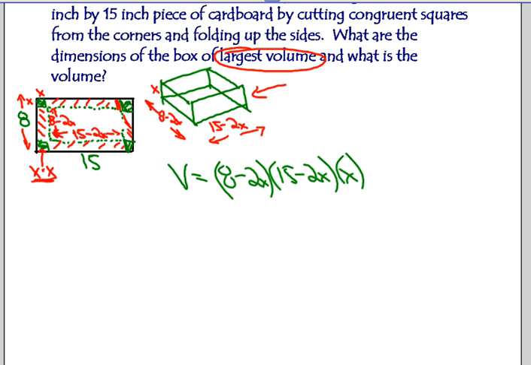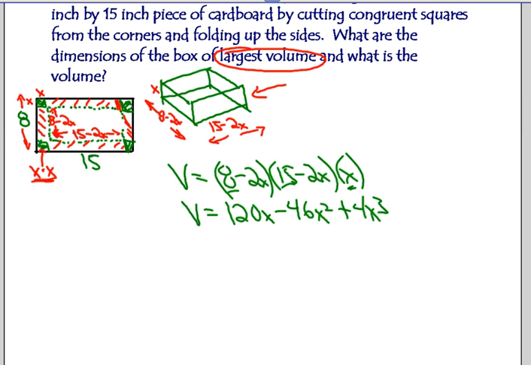We will FOIL this out, do a little bit of algebra before we take a derivative. So if I FOIL this out, 8 times 15 gives me 120. I'll distribute the x, so I'll get 120x. When I do the outside, I get minus 16. The inside gives us minus 30. So minus 46x squared. Don't forget to distribute the x down here. And last is 2x times 2x, which is 4x squared. Distributing the x is 4x cubed. You can check the algebra on that, but that should work out. So this is our volume.